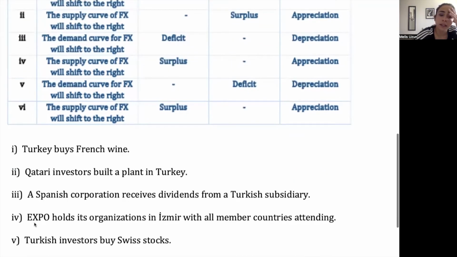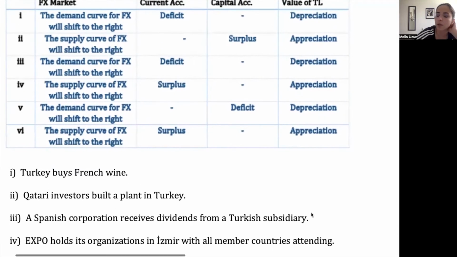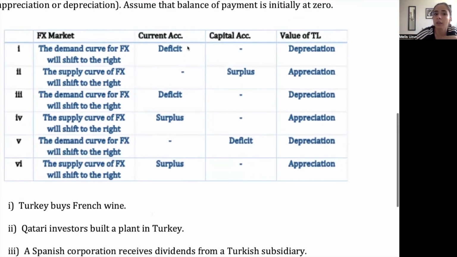And EXPO holds this organization in Izmir with all member countries attending. So foreigners will come to Turkey, so the supply of foreign exchange in Turkey will increase. That's why the supply curve will shift to the right, and the current account has a surplus, and that's why the value of TL will appreciate.